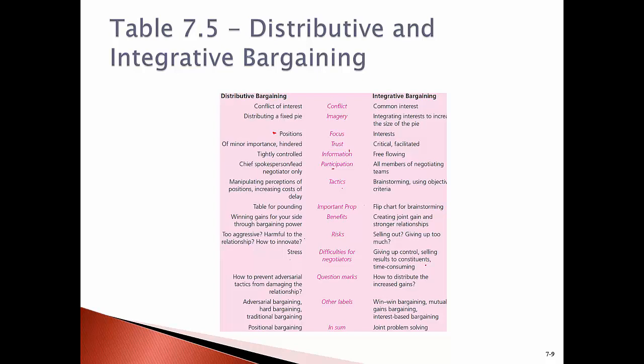Some things are left out there as questions. In distributive bargaining, how can we prevent the adversarial tactics we're using from damaging the relationship between management and the workers? That's a very difficult thing. The question mark with integrative bargaining, which is less painful, is: how do we distribute the increased gains that we've made? Distributive bargaining is sometimes called adversarial bargaining, hard bargaining, or traditional bargaining, whereas integrative bargaining is sometimes called win-win bargaining, mutual gains bargaining, or interest-based bargaining. In sum, distributive bargaining is about position, whereas integrative bargaining is about joint problem solving.